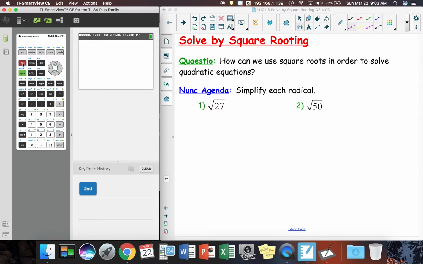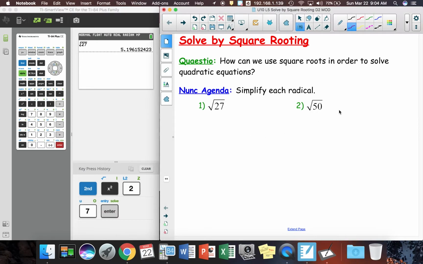So I press second square root of 27. And as you can see, we get a decimal because square root of 27 is not a perfect square. So since we're talking about perfect squares, let's write down all the perfect squares. We're going to need that for this problem. So we'll list here perfect squares.